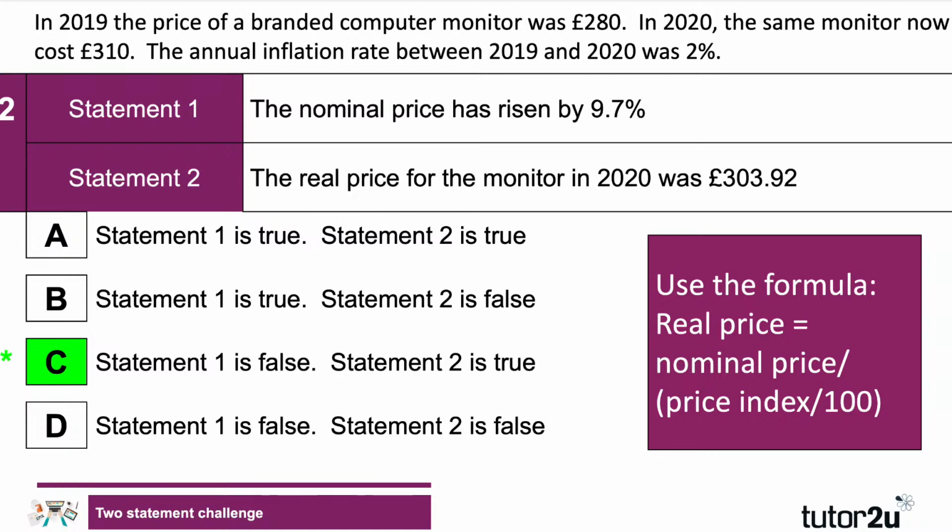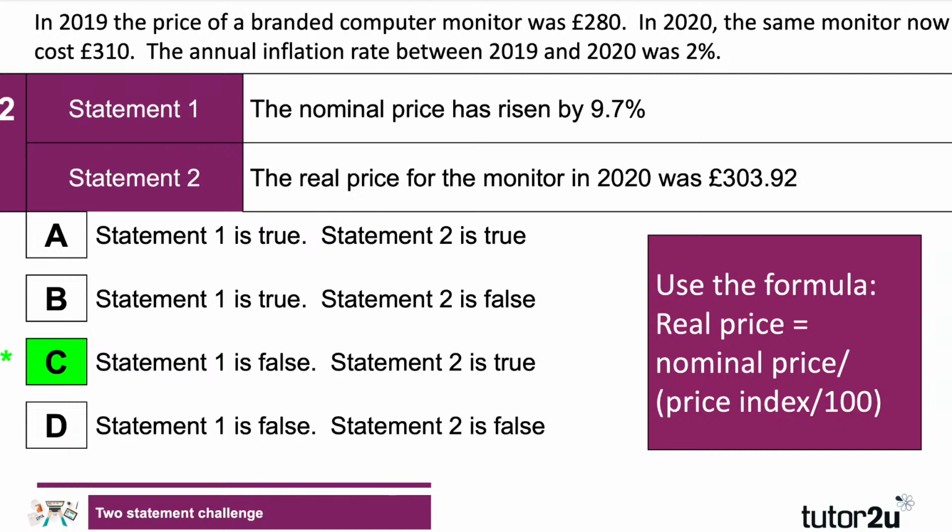And the nominal price is the value that's unadjusted for the effects of inflation. So real prices adjust for the inflation, the 2%, which means we can value it at constant prices rather than current prices. So you can see the formula on the right-hand side. So we've got a nominal price in 2020 of £310.